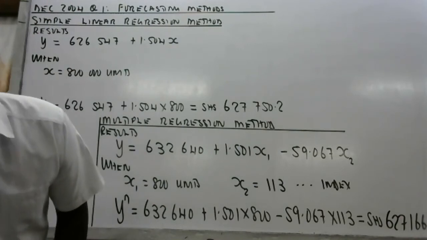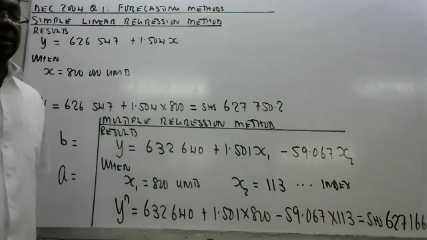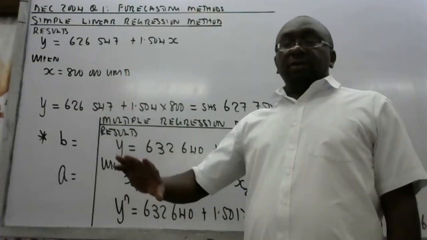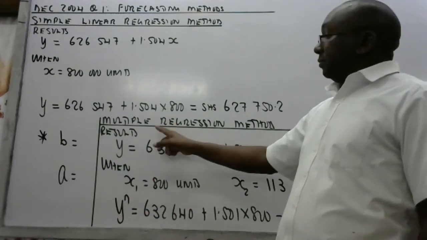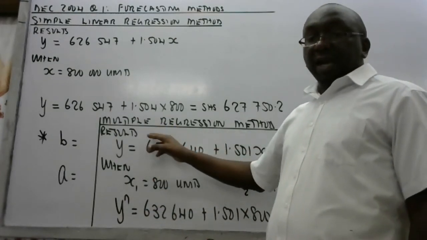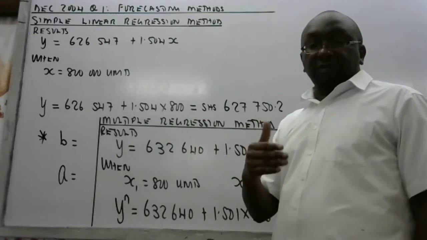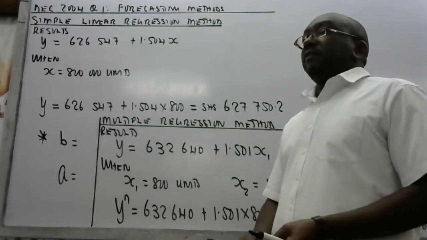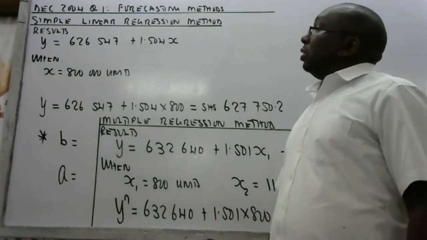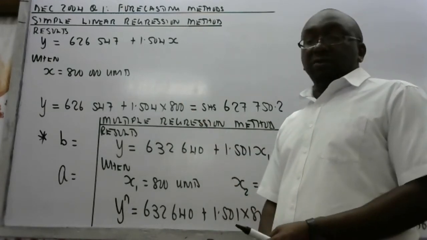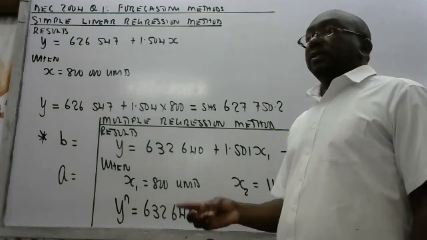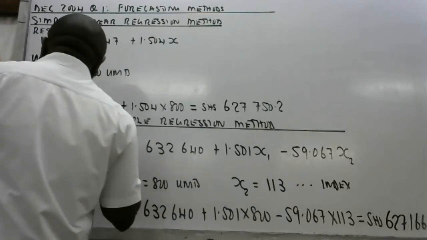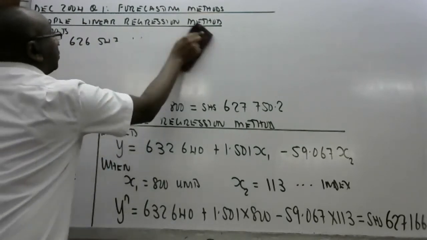And finally, you are told to comment on the most appropriate method. When I taught you these methods, I told you the most accurate is this one, because it considers several variables. So make sure you are comfortable with those forecasting methods: account analysis, IRO, simple linear, and multiple regression.